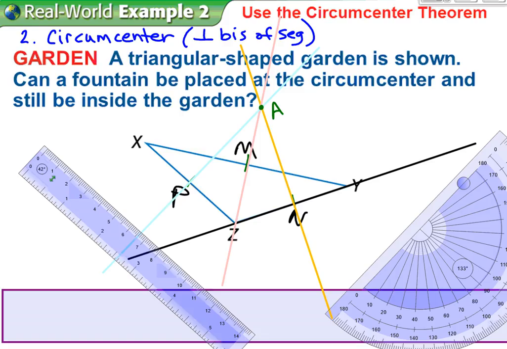And that should be the circumcenter. And so then, just to validate what a circumcenter is in our head, that should be the center of a circle that has radii AY, AZ, and AX. So let's see how that worked for ourselves.